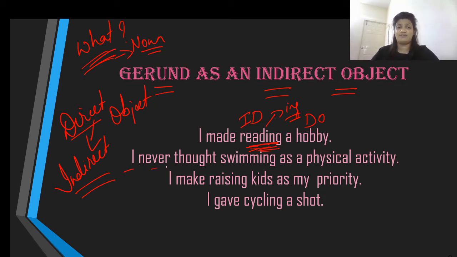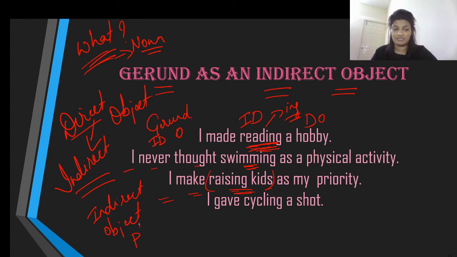Similarly, I never thought swimming as a physical activity. I never thought what as a physical activity? Swimming. Therefore, there we have our gerund as indirect object. Similarly, I make raising kids as my priority. What did I make as my priority? Raising kids. Here, this is your indirect object phrase. It's not just your indirect object, but it is your phrase. Remember, we were learning about phrases?